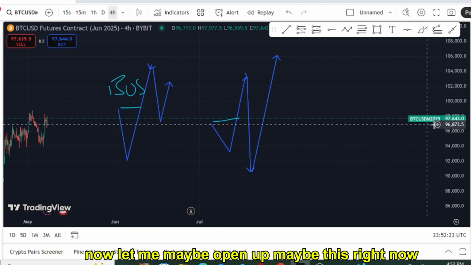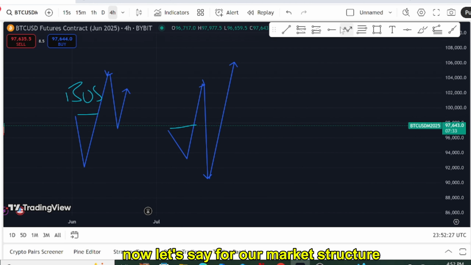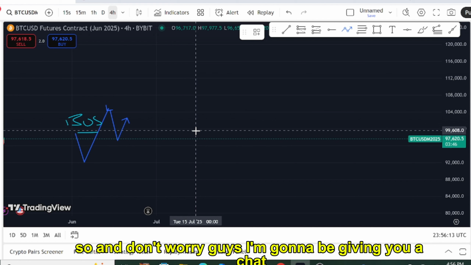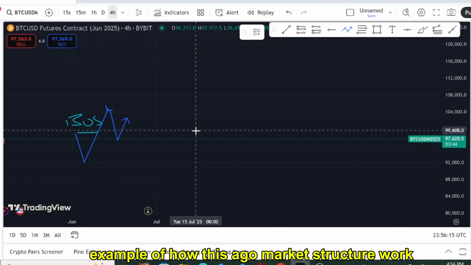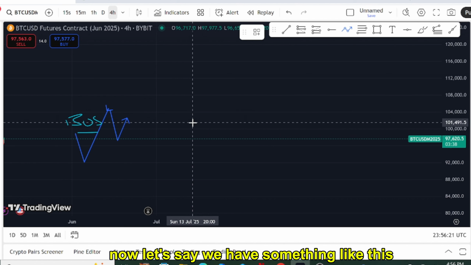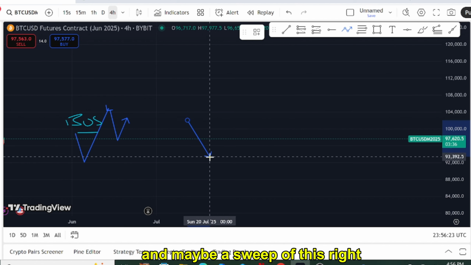Now let me open up this right now. For algo market structure, the first thing we want to look for is a sweep. Now let me just make this like this. And don't worry guys, I'm going to give you a chart example of how this algo market structure works using different currency pairs as we proceed in this video. Now let's say we'll have something like this and maybe a sweep of this, right?